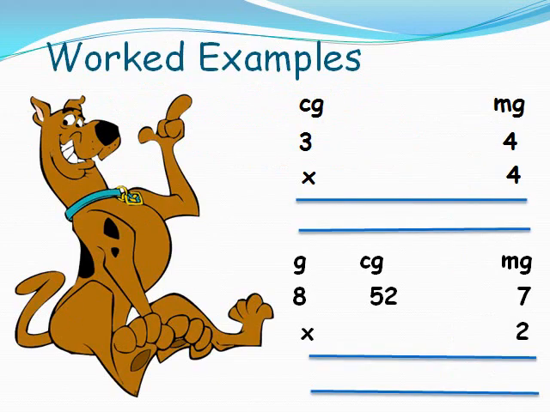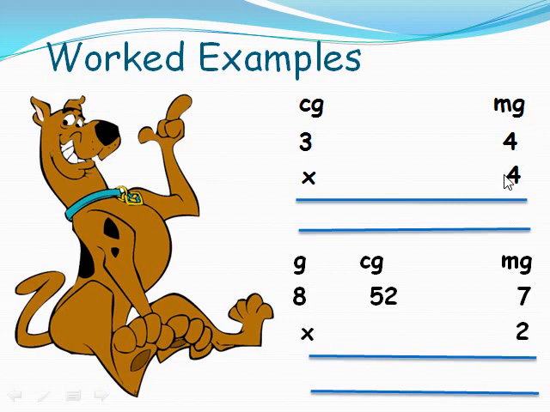Now let's try and solve some of these examples. The first one we have here is 3 centigrams 4 milligrams times 4. We're trying to multiply 3 centigrams 4 milligrams by 4. Now the first thing you need to do is, don't forget we're using 4 to multiply this 4 here and this 3 here. We do it the normal way we do our multiplication of whole numbers.